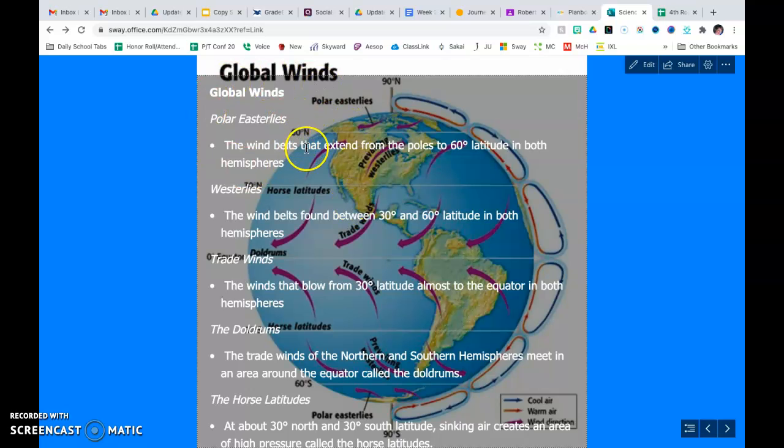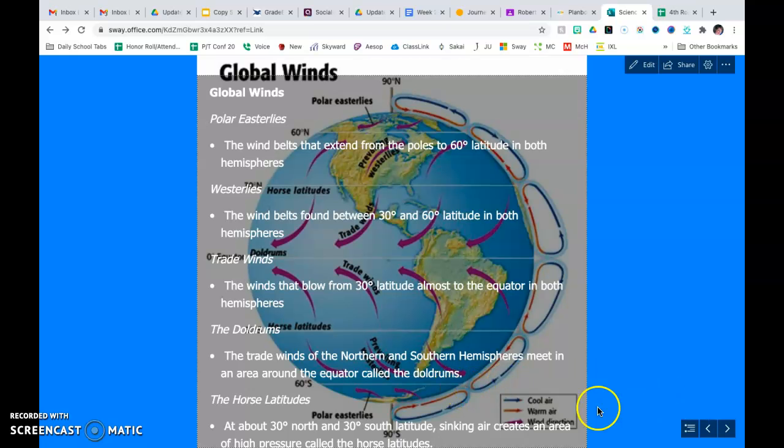So again, your polar easterlies, the wind belts that extend from the poles to 60 degrees latitude, both north and south, polar easterlies. The prevailing westerlies, the wind belts found between 30 and 60 degrees, north and south. The trade winds, the winds that blow from 30 degrees latitude almost to the equator, both north and south. The doldrums, those are the trade winds of the northern and southern hemispheres that meet in an area around the equator. Hardly any wind, just dull.